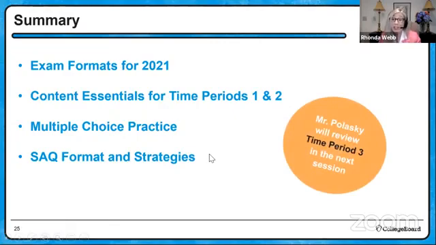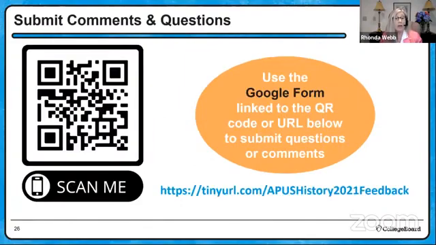Now, in the next session, Mr. Pulaski is going to be reviewing time period three, and he's going to focus more on the multiple choice questions and looking at some of the other formats. Later in the session, I'll be back with you on Wednesday, and we're going to be talking more closely about the document-based question and the long essay question.